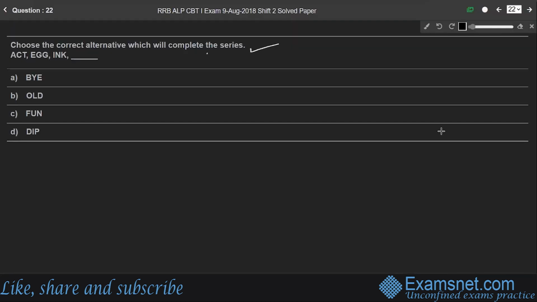Question number 22, choose the correct alternative which will complete the series. So here, very simple logic. The first word act starts with letter A, the second word egg starts with E, and the third word ink starts with letter I. Just focus only on first letters. The first letters are A, E and I. So these are the vowels. When vowels are arranged in order, they are A, E, I, O, U.